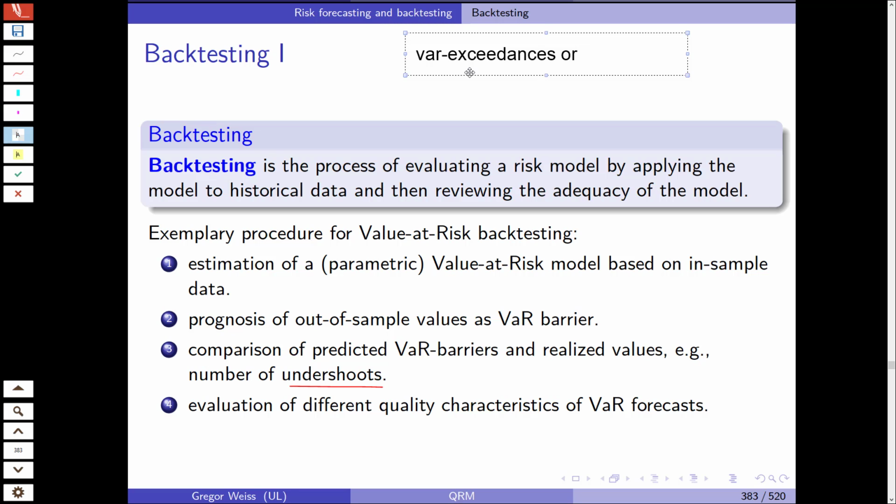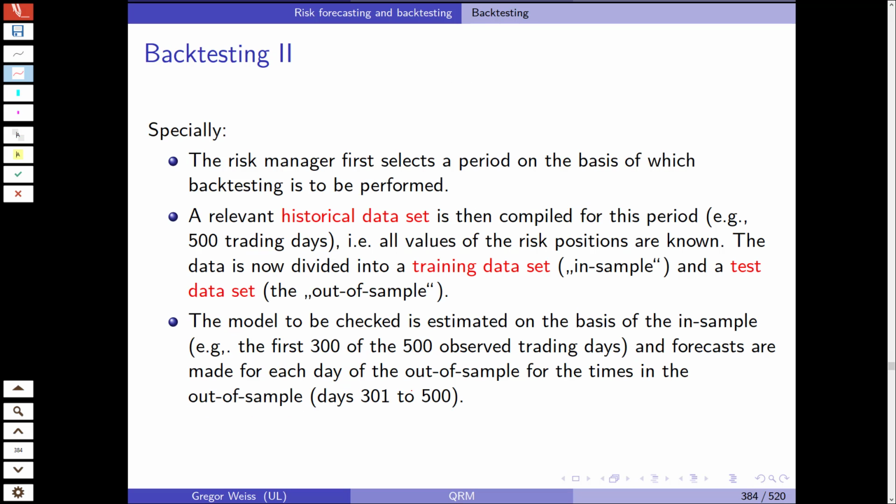or the VaR violations. And then you evaluate the different quality characteristics of VaR forecasts. For example, do you have the right number? Is it random over time, etc.? So that's backtesting. Now let's make it more specific.